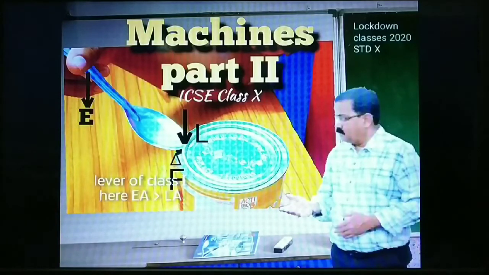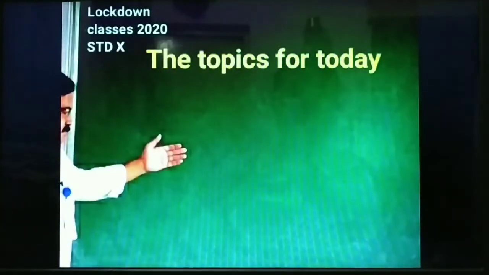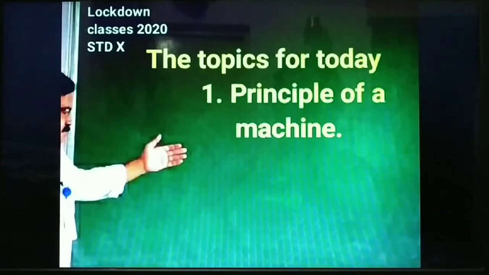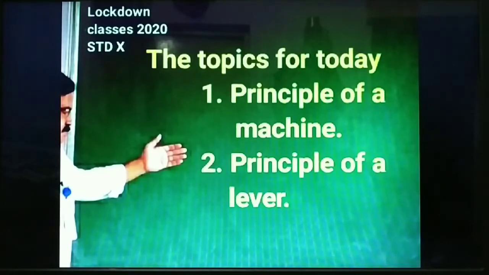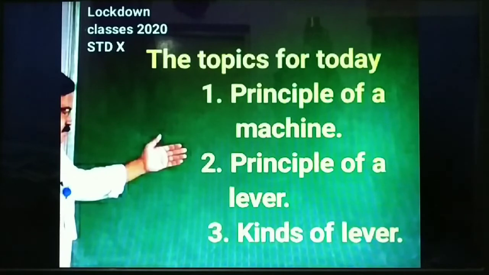Machine Part 2, ICSE Class 10. The topic for today: principle of a machine, principle of a lever, kinds of lever.